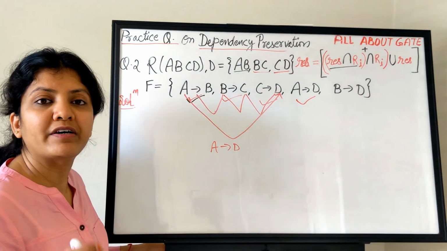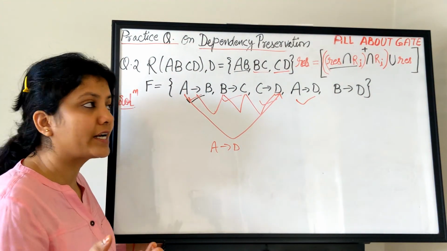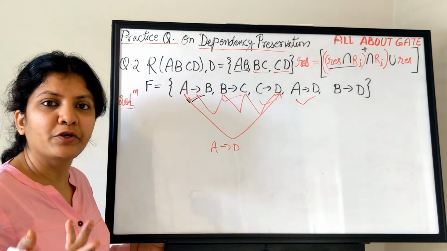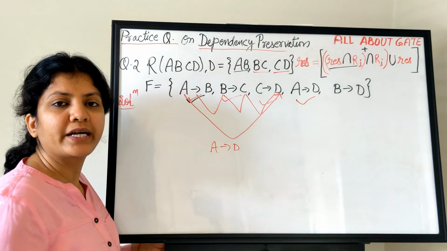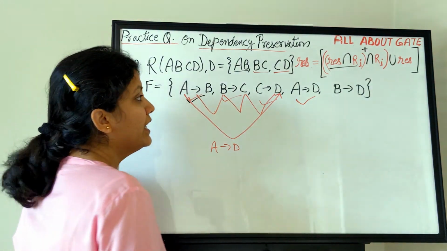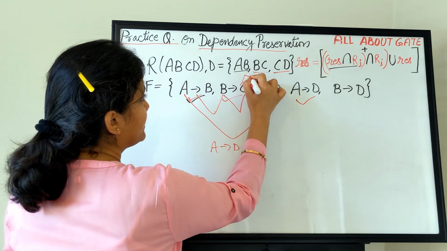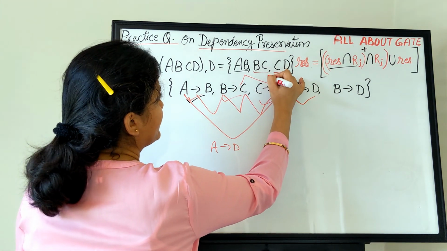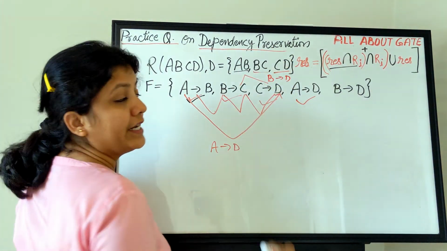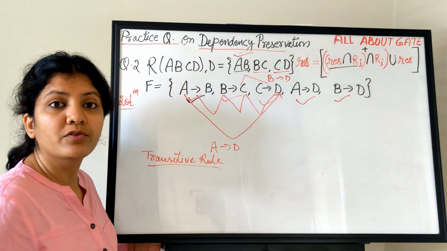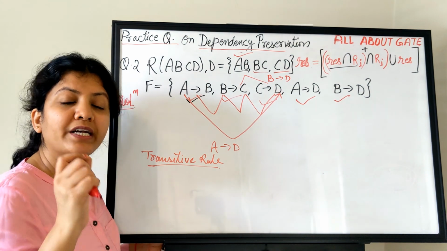I need not even apply the second method, the indirect method, which we followed earlier. If you want, you can do that for your practice. With that also you are going to get the same answer. Now from B to D, in the same way, B determines C, C determines D, so we can say that B determines the value of D. With the transitive rule, this decomposition is a dependency preserving decomposition.